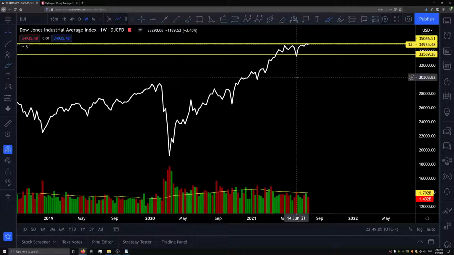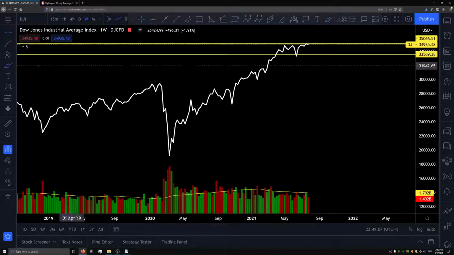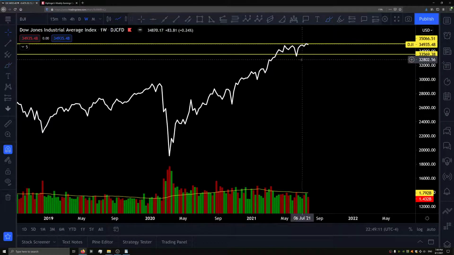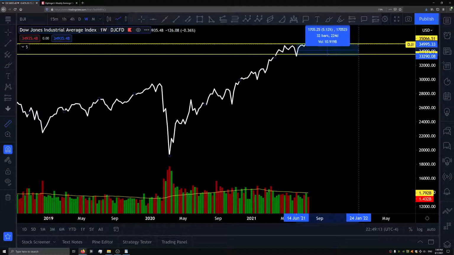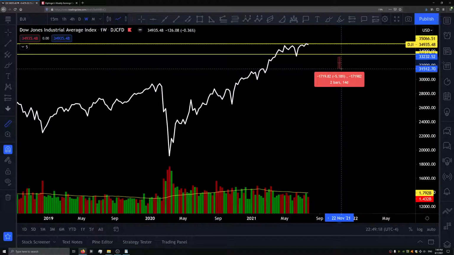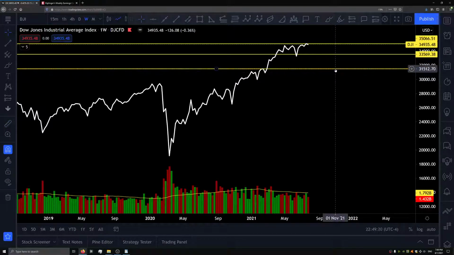Now, if this turns out to be a double top, M, then we can actually measure that move. 5%. So in a really bad case scenario, we could drop all the way down to 31,500. Or in a really, really bad case scenario, all the way down to 30,000.